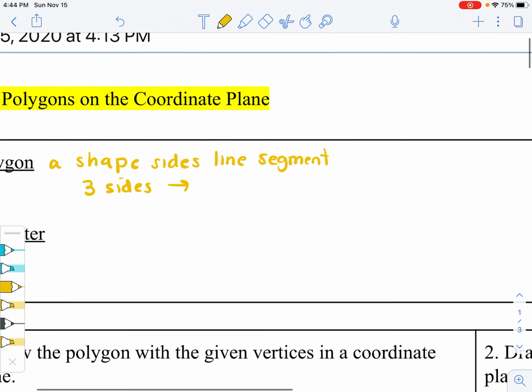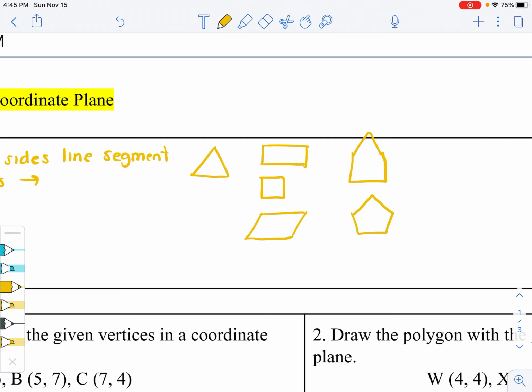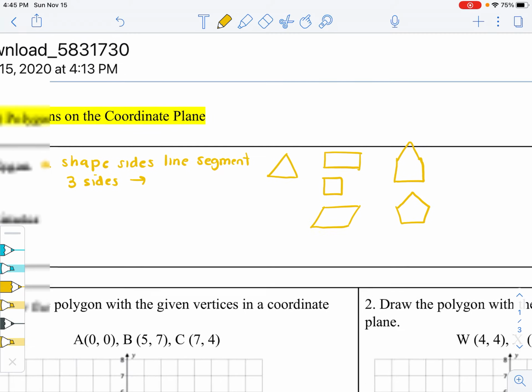3 sides and more. So if we had a shape with 3 sides, we know that one is called a triangle. If we have 4 sides, we might have a rectangle, we might have a square, and we might also have something like a parallelogram. If we have 5 sides, we would have something like this, or maybe even like that, and those are pentagons. A 5-sided figure is a pentagon. A 6-sided figure is a hexagon, and so forth.